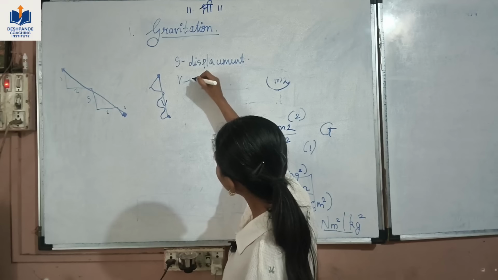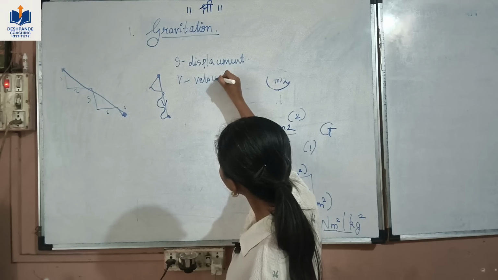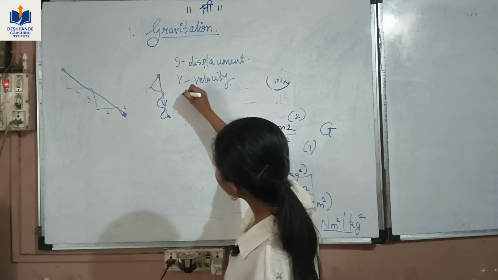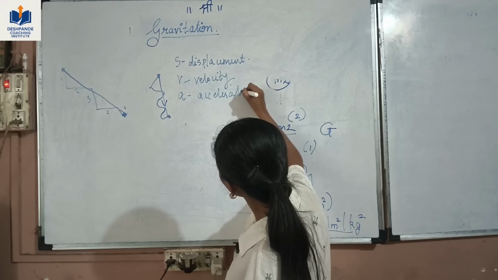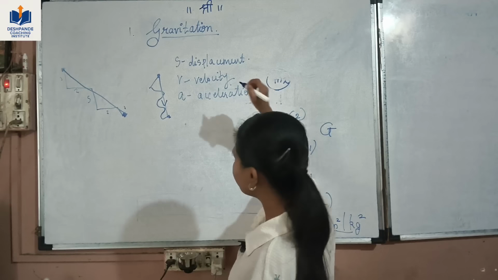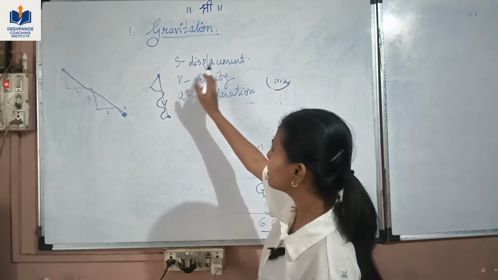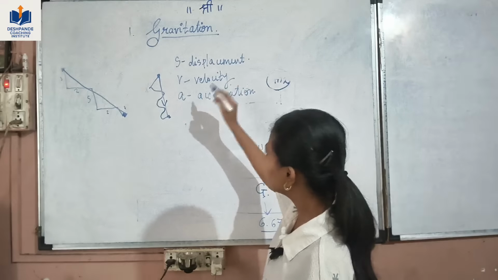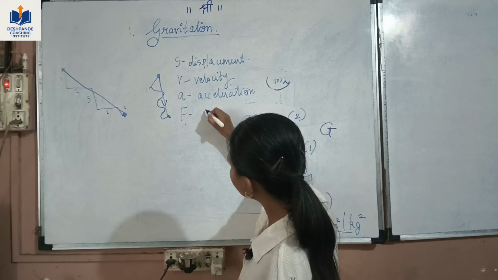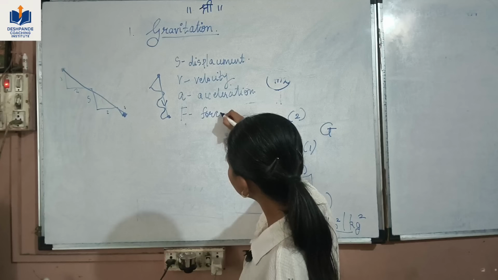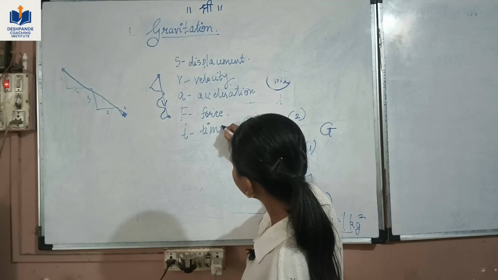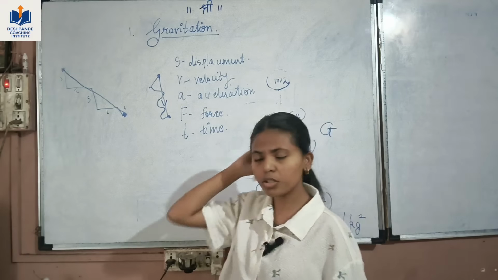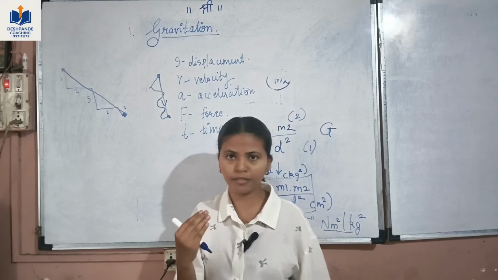Velocity is denoted by V, and acceleration is denoted by A. So you have to keep these nomenclature. S is for displacement, V is for velocity, A is for acceleration, F is for force, and T is for time. So we'll study the 3 basic equations.